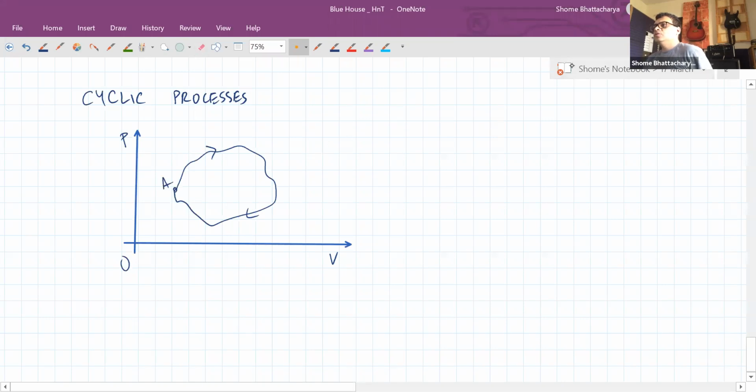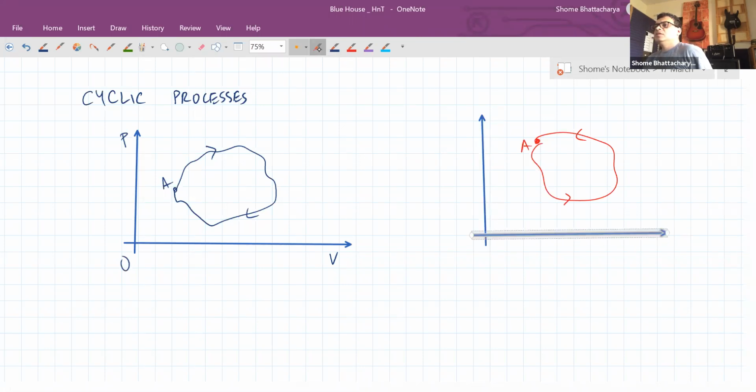It could be like this, or it could also be a case where the cycle is clockwise or anti-clockwise. It could start from some point A and come back like this. This possibility is also there. But the important thing is that the PV graph is forming a closed loop.